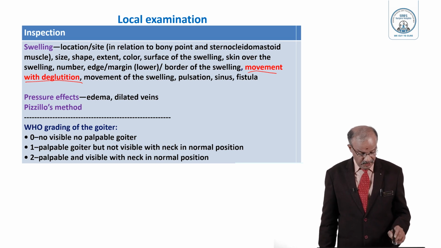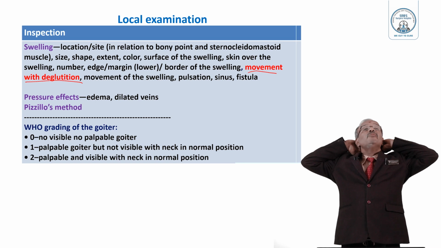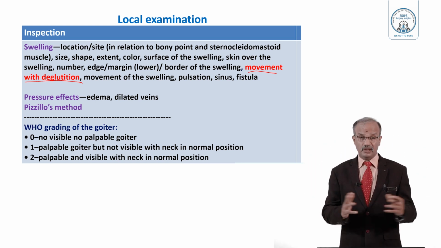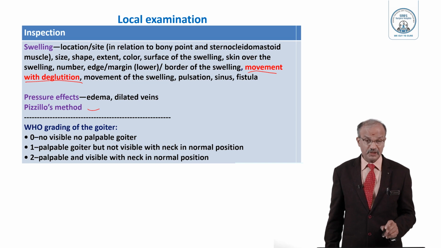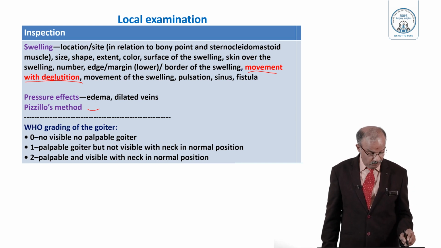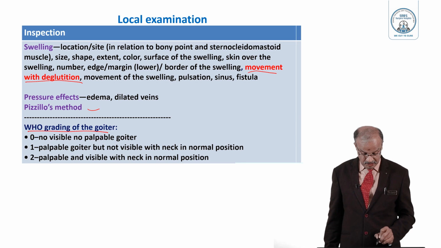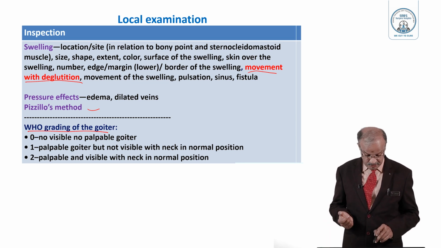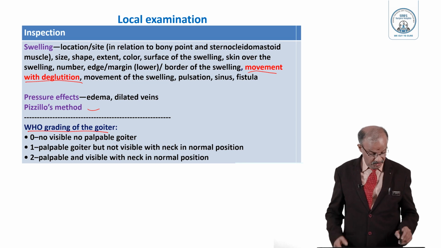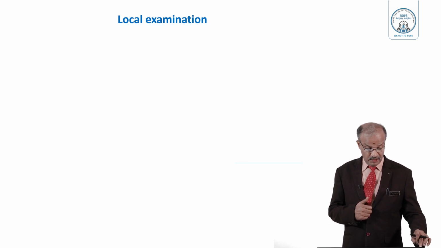All other things, of course, edema, dilated veins. Pizzillo's method is like this: make the neck prominent. I'll show the photo, especially in short neck and obese patients. Pizzillo's method for inspection, you do in palpation also. WHO grading of the goiter: zero, no visible, no palpable goiter. One is palpable goiter but not visible. Two is palpable and visible both in the neck in normal position. Okay, this is the WHO grading. There's a modification of that. You can always go through my book for that.